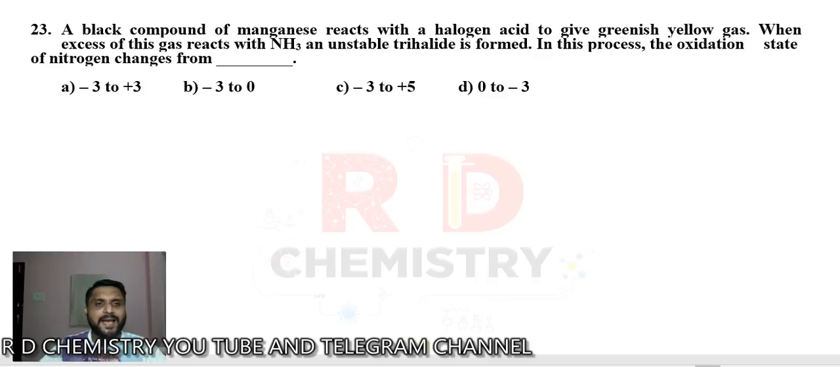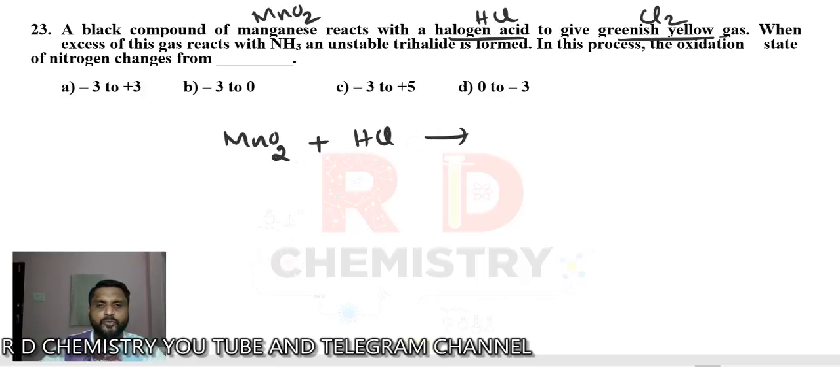Question number 23. Black colored manganese compound reacts with a halogen acid to form a greenish yellow gas. So the greenish yellow gas from the halogen acid is chlorine gas actually. That means this should be HCl. And there is one reaction in our textbook, the manganese compound MnO2. So MnO2 as the oxidizing agent oxidizes hydrogen chloride to chlorine gas, greenish yellow, and you get manganese chloride plus water, H2O, right.